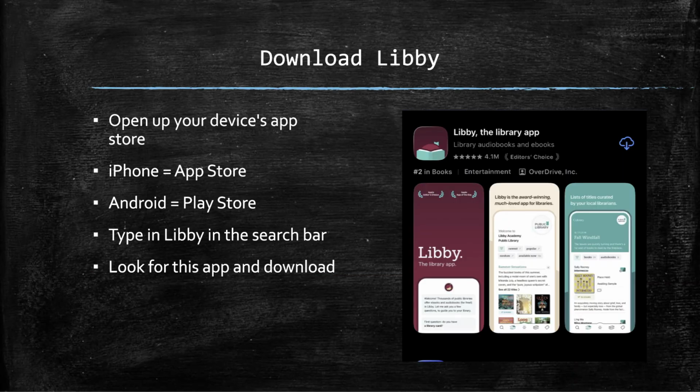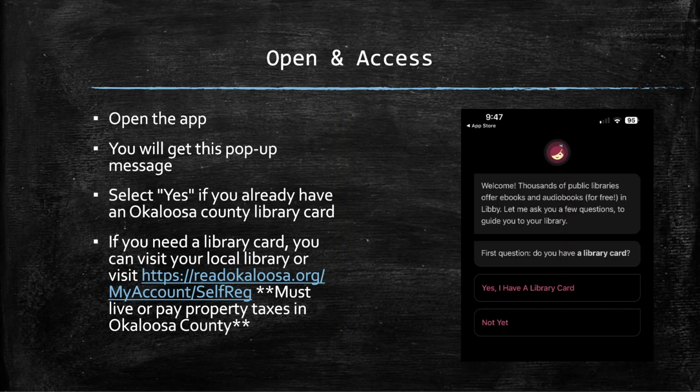Downloading Libby. Open up your device's App Store. For iPhones, it will be the App Store, and for Androids, it'll be the Play Store. Type in Libby in the search bar, look for the app shown on the right of the screen, and hit Download.